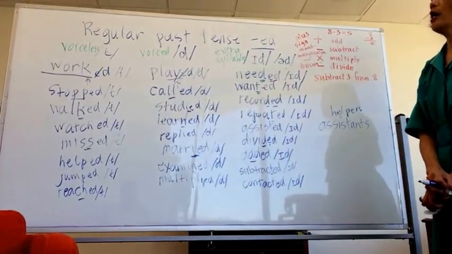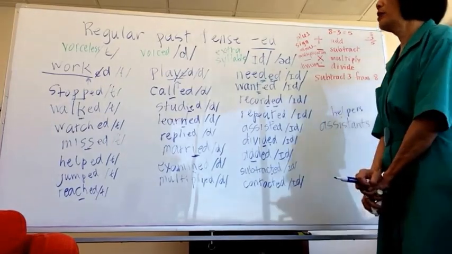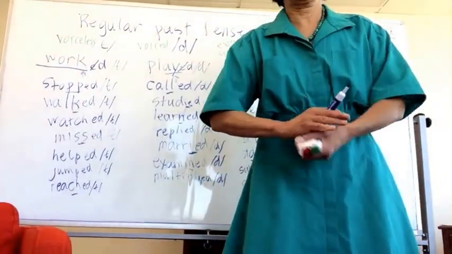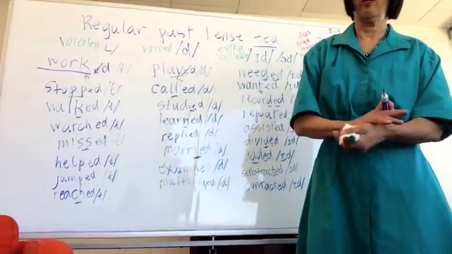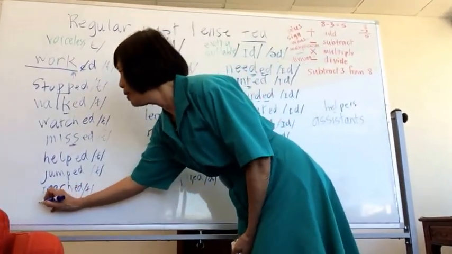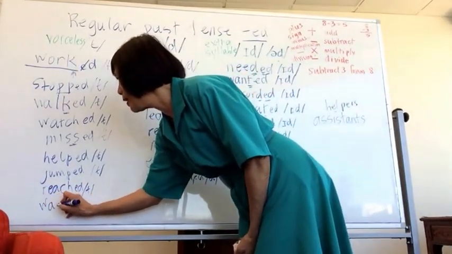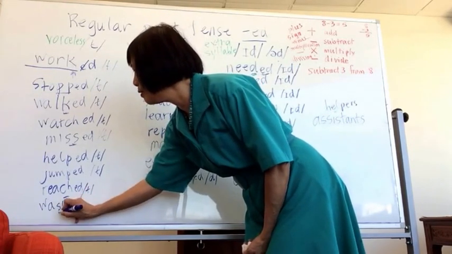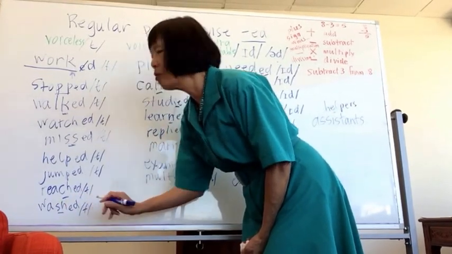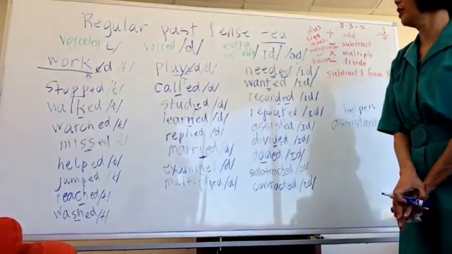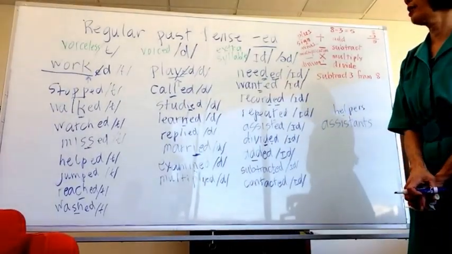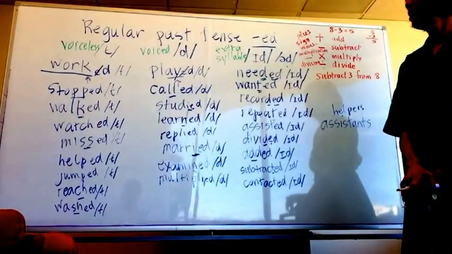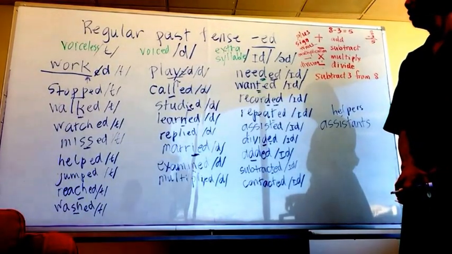All right. How about the word wash? Washed. All right. So we have the sh sound at the end. Wash. And then the ED sound would be t. Washed. I washed my hands. I washed the car. Right?